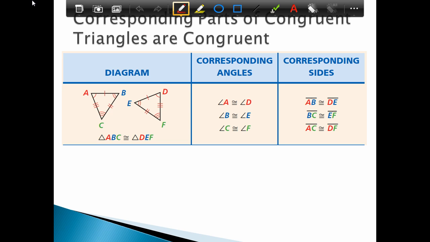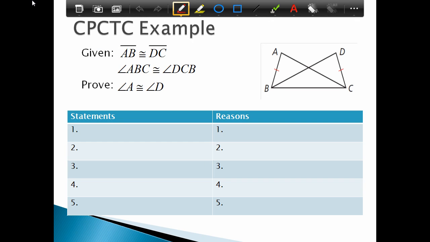All CPCTC does is reiterate this. It's kind of a shortcut, shorthand reason of, all right, I know that these two triangles are congruent, that's why I know that these two angles are congruent, or these two sides are congruent. So it's something we use after we've already said and know that two triangles are congruent. So let's see it in action.